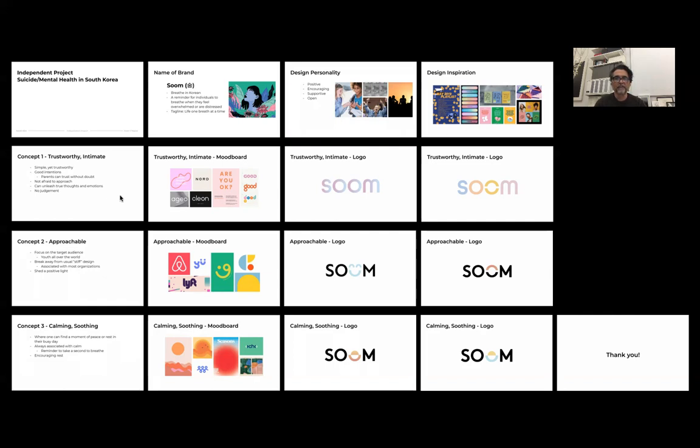And then we can see the next 3 rows have 3 different concepts. As I stated earlier, you can do 3 concepts or you can do 2 concepts. It's up to you, and within each of those concepts you can do at least one logo, but you can do 2, you can do 3, you can do more if you have those ideas. Utilize those levers to give you, myself and your classmates different options to review, look at and discuss. Each concept has a theme: concept 1 is trustworthy, concept 2 is approachable, concept 3 is calming and soothing.